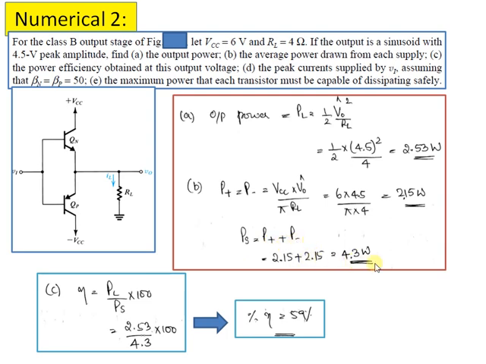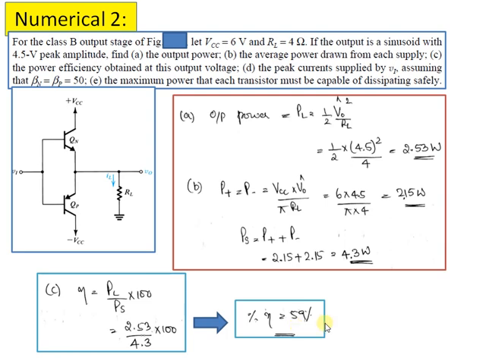In part B of the question, they have just asked what is the average power drawn from each supply, that is P plus and P minus. But the reason I have computed PS is because the third part of the question says you need to compute the power efficiency. For that PS is required. So efficiency will be equal to PL divided by PS into 100. So 2.53 divided by 4.3 multiplied by 100, in terms of percentage, will give me an efficiency of 59%.